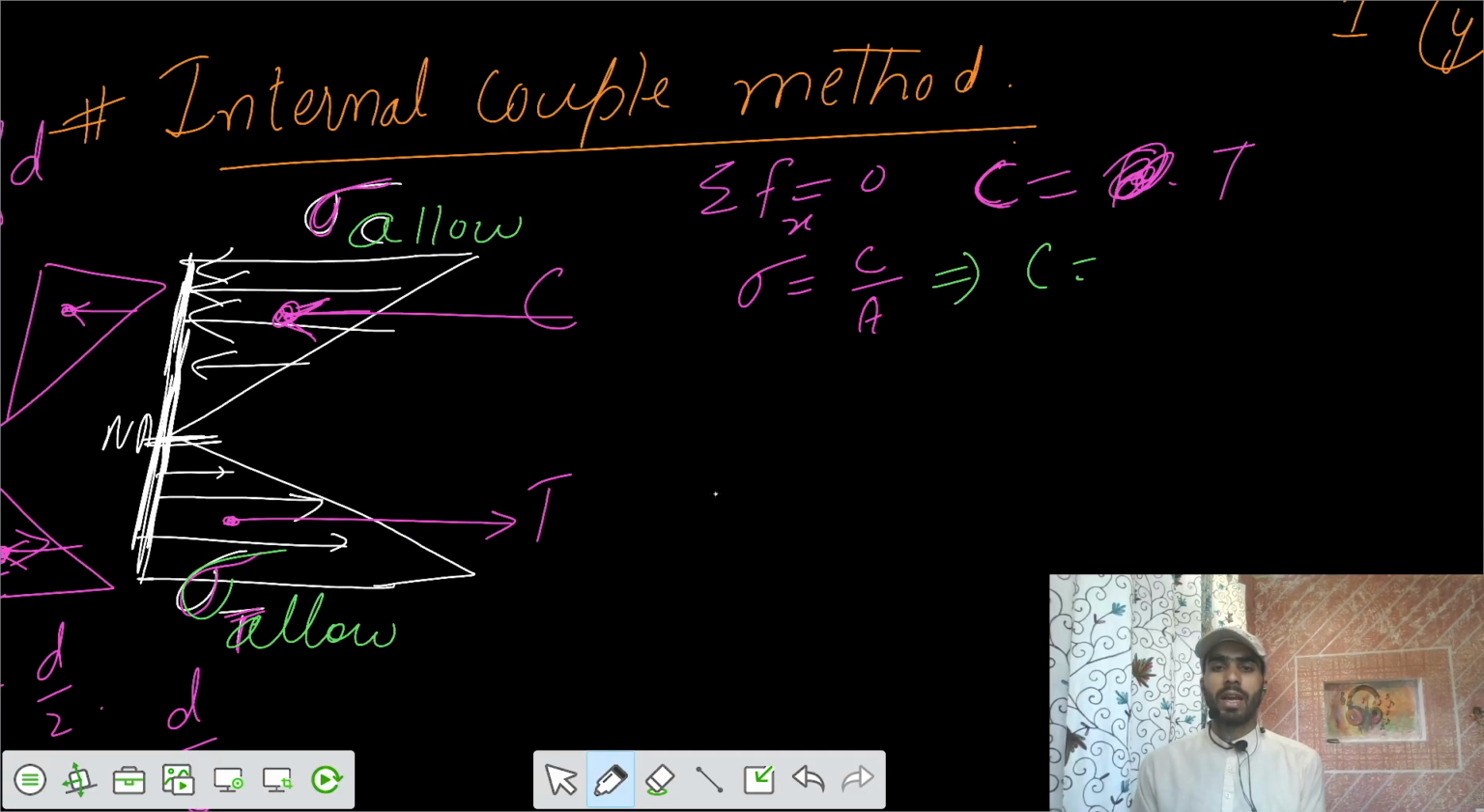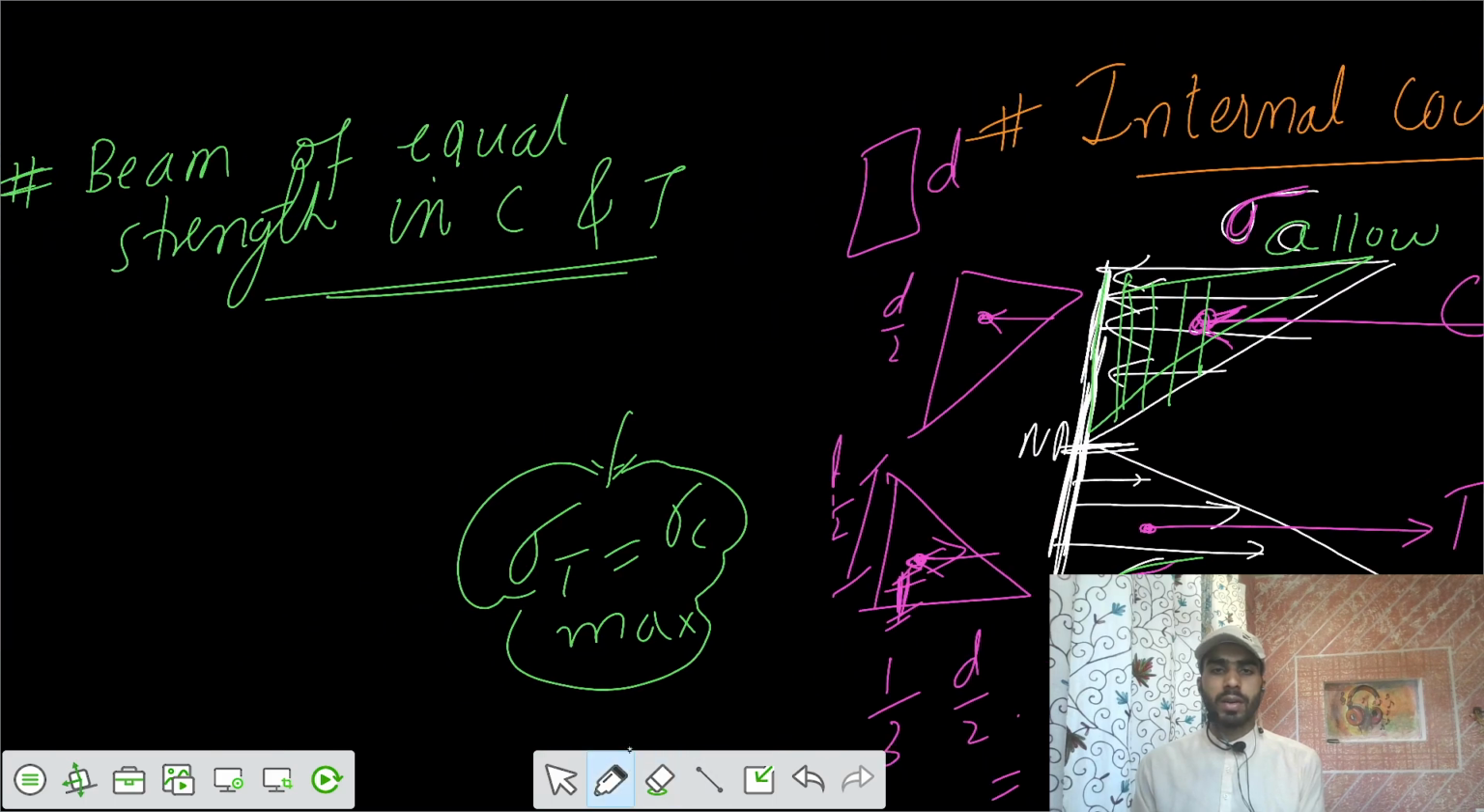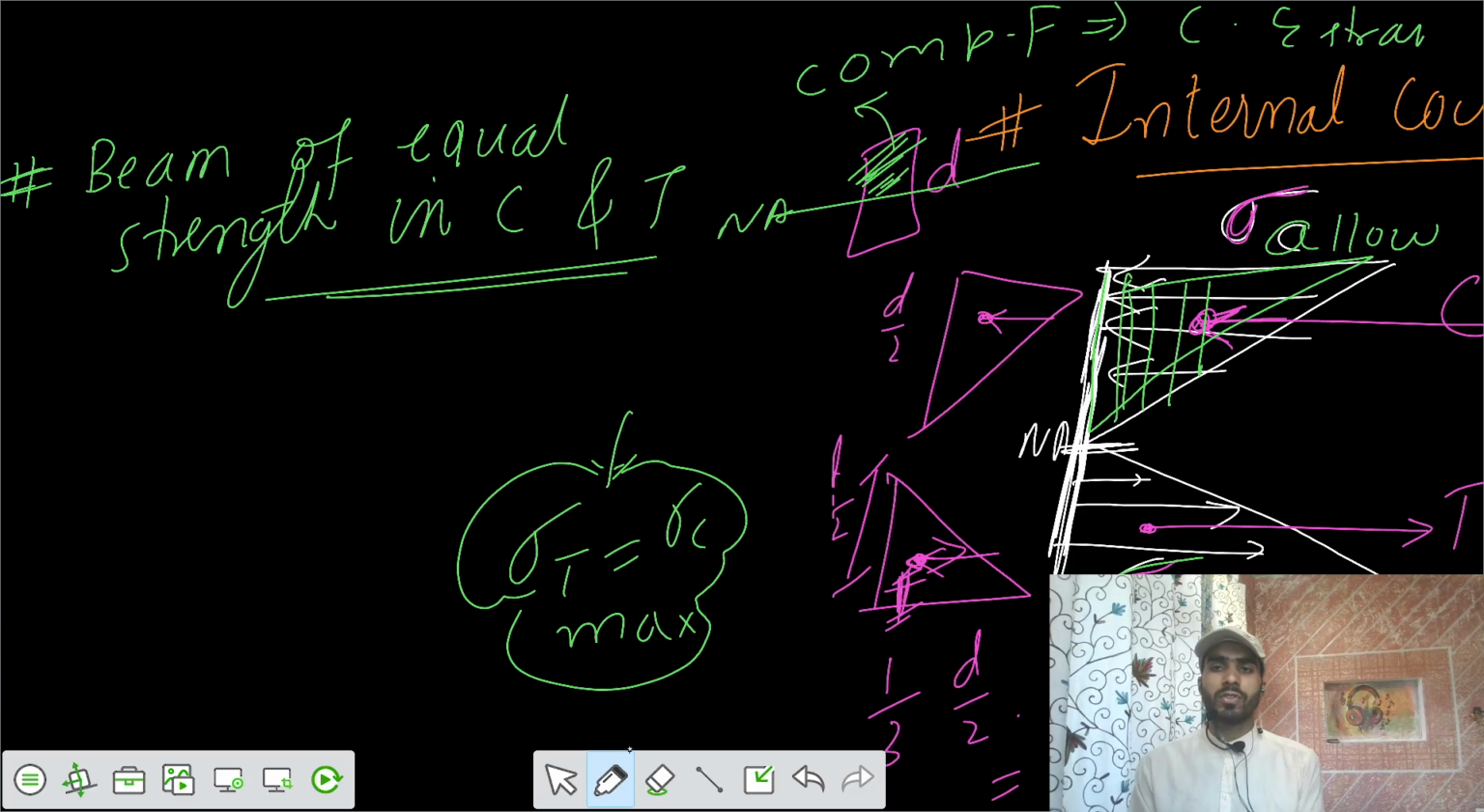So the C value equals sigma into A. What is the area it's contributing? For the compressive force, how much area is it contributing? We can say half of the section is getting compressed, this is the neutral axis. So half of the section is getting compressive stresses or compressive force. Why? Because of compressive strains, you have compressive stresses. Similarly, the other half of the section is receiving tensile stresses.